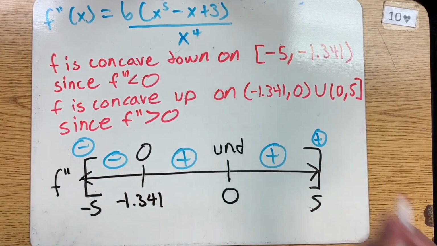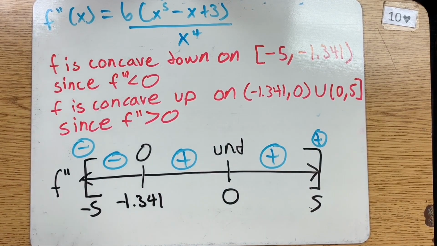than 0. 5 is included in this interval since f double prime of 5 does not equal 0 and is not undefined. Note that x equals -1.341 and x equals 0 are not included on these intervals. This is because f double prime is neither positive nor negative at both of these x values.